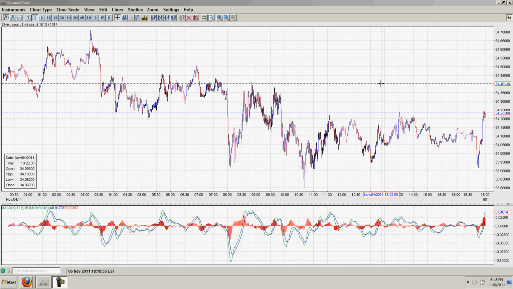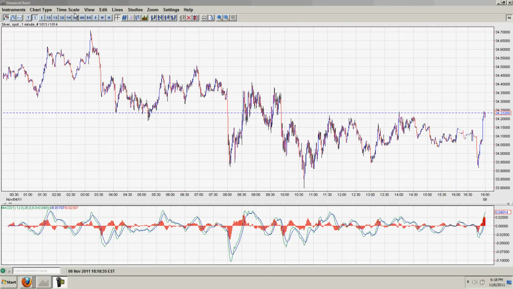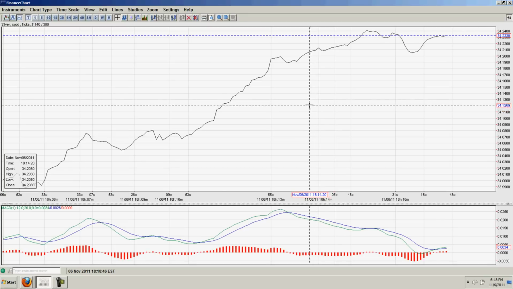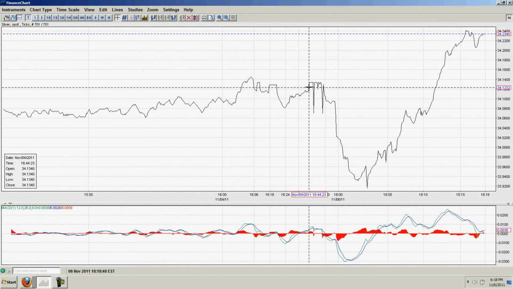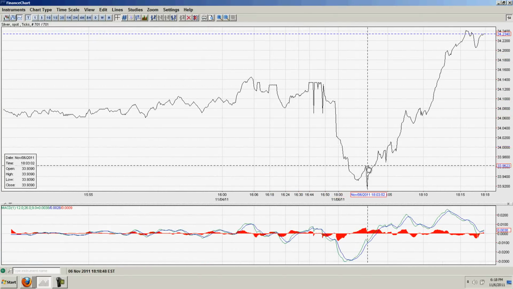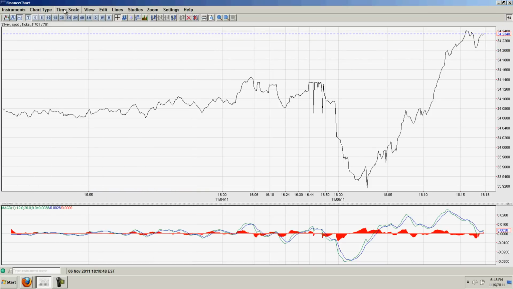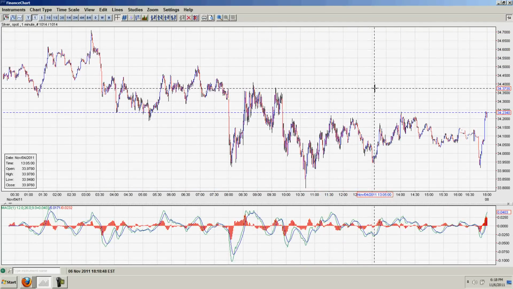We are right at the Asian market open. You can see, go to the tick chart here. We had a little drop down on the initial opening. Now we're rallying pretty strong.